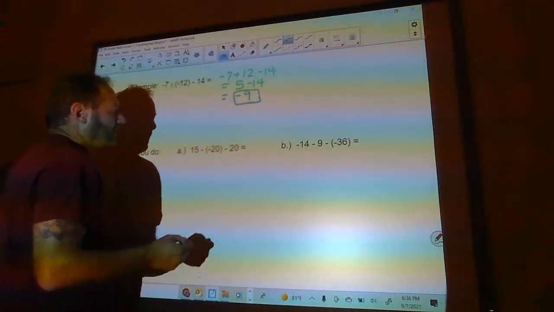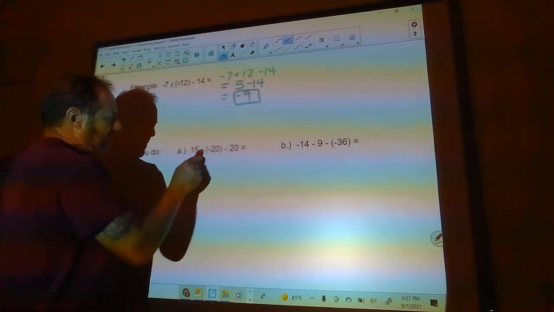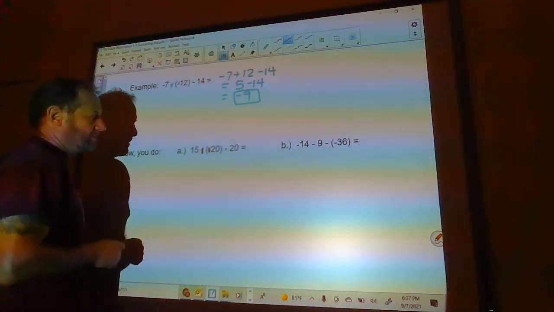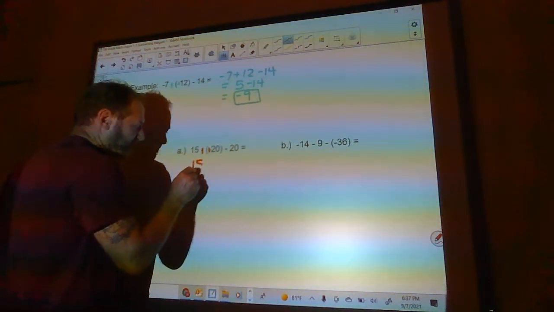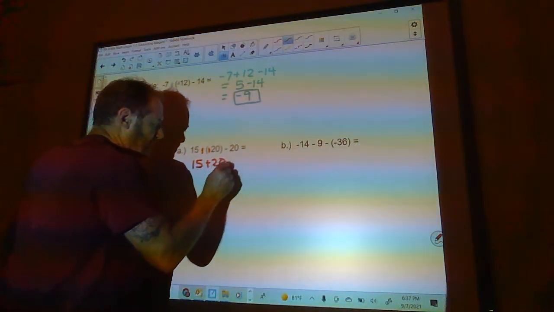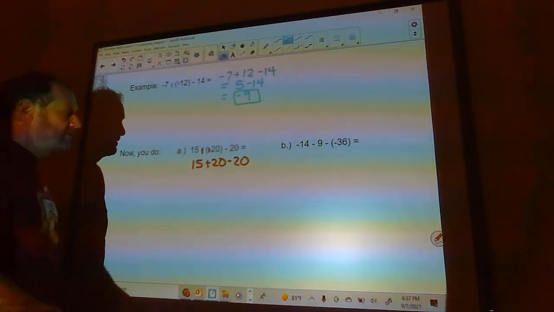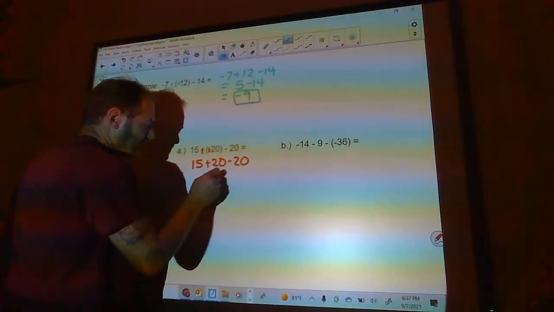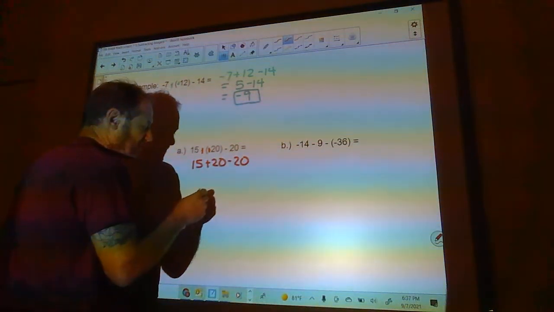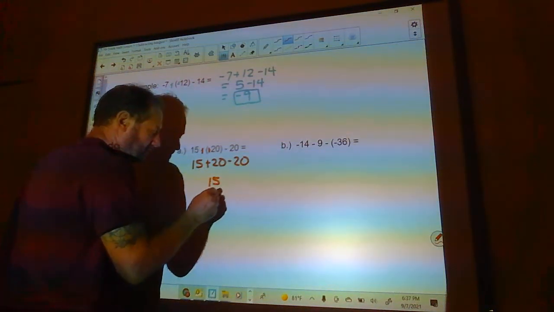Okay, so this one here, I've got a minus and a negative together, so I'm going to change that to plus. I'm going to rewrite the problem: 15 plus 20 minus 20. That should be pretty easy to do in your head. Since plus 20 and minus 20 cancel each other out, this is just 15.